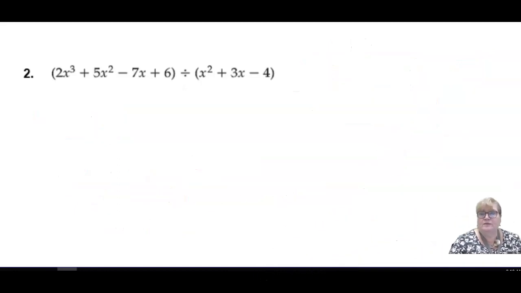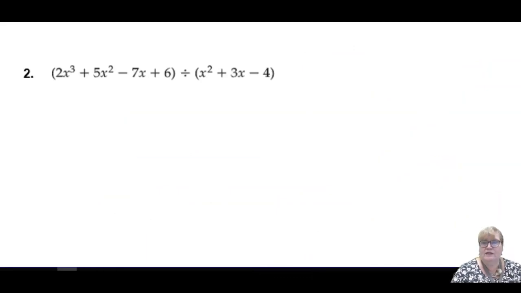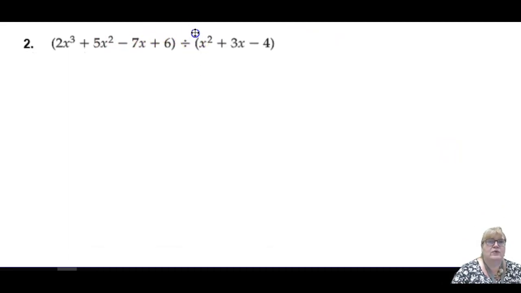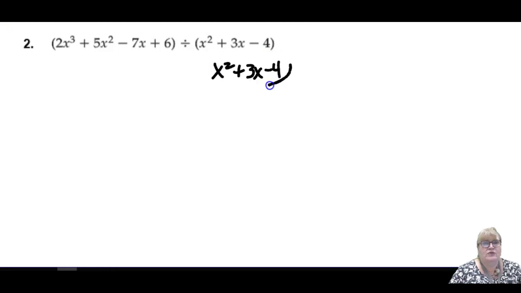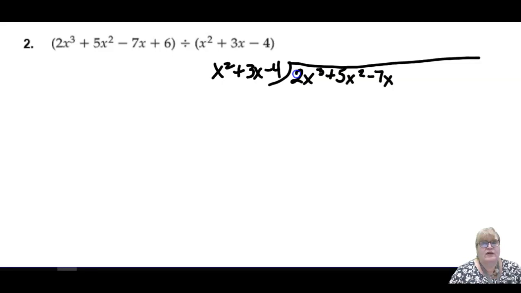All right, we have another one with a lot of terms here going on in both the divisor and the dividend. So we're supposed to divide x squared plus 3x minus 4 into 2x cubed plus 5x squared minus 7x plus 6. Double check in, we have degree 3, 2, 1, 0. We don't need any placeholders on this one.